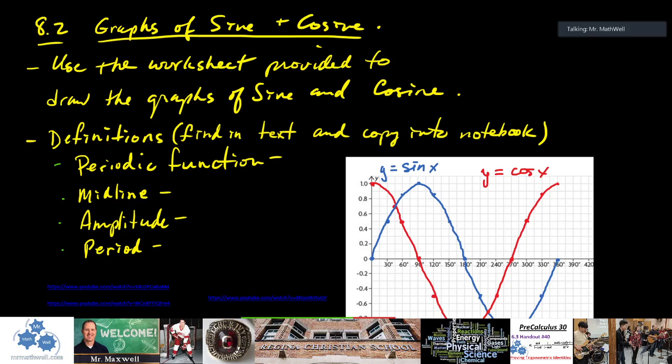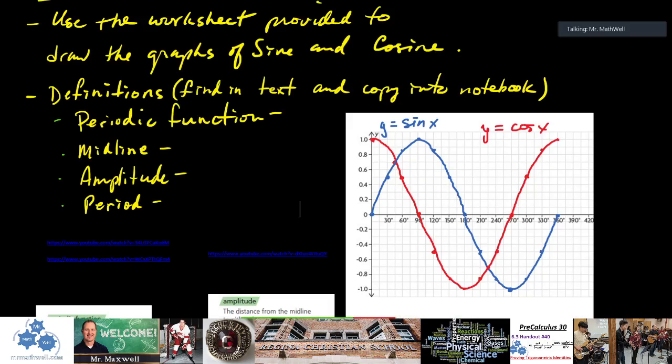I did give you a worksheet and asked you to draw the graphs of sine and cosine both on the same sheet. Now your sheet went from 0 to I think 720 degrees. I just clipped out part of that here. This is just one cycle, okay, for both sine and cosine, starting at 0, going to 360 degrees.